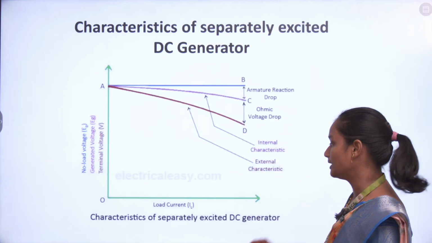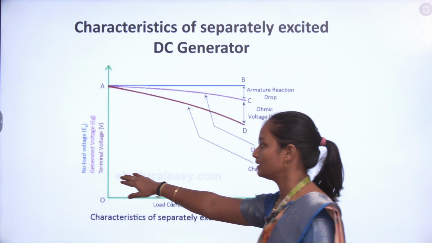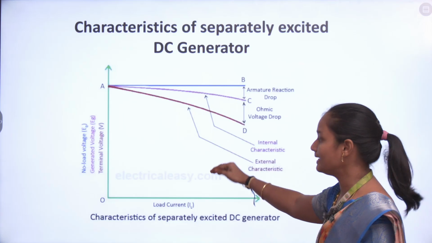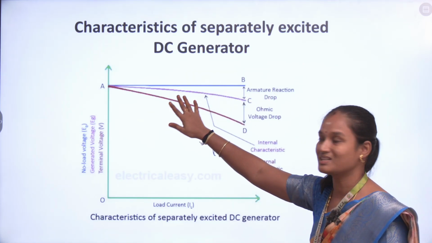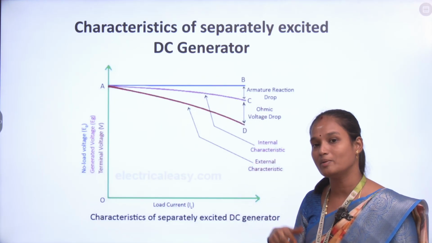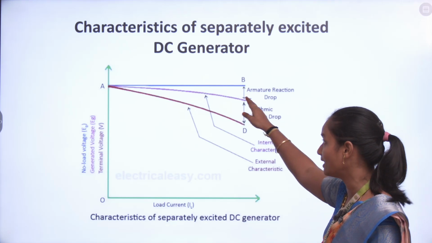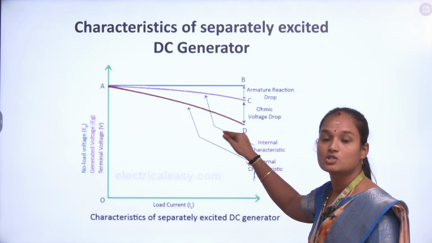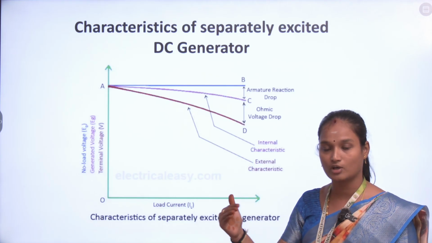Here we have connected the load. Look here, it is connected with the load current, with the no-load voltage, generator voltage and terminal voltage. Initially it will be saturated, which means it is a constant value. But once you keep on increasing the load, as I told you, you will have two types of drops: armature reaction and voltage drop. According to that, the straight curve will start decreasing due to this voltage drop.